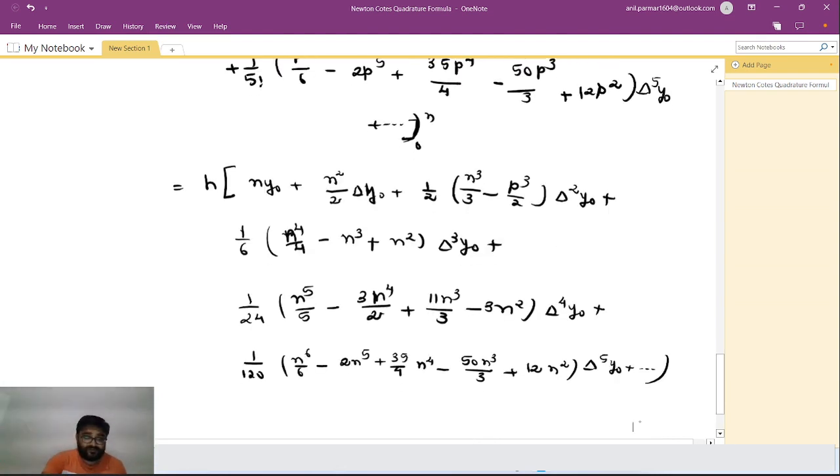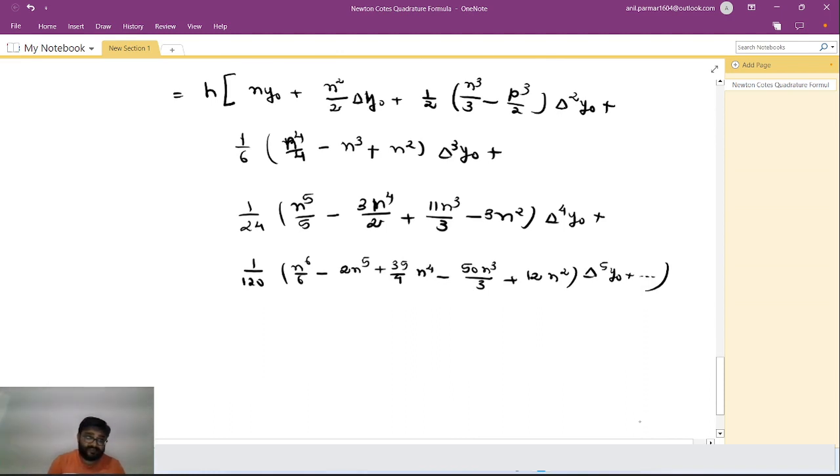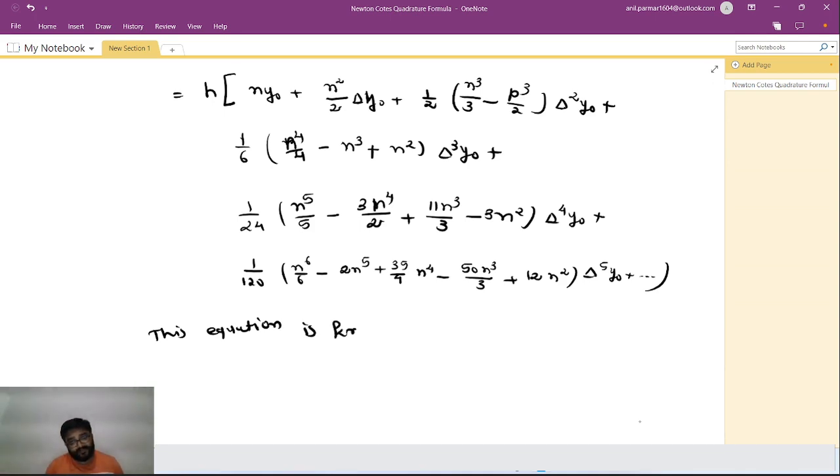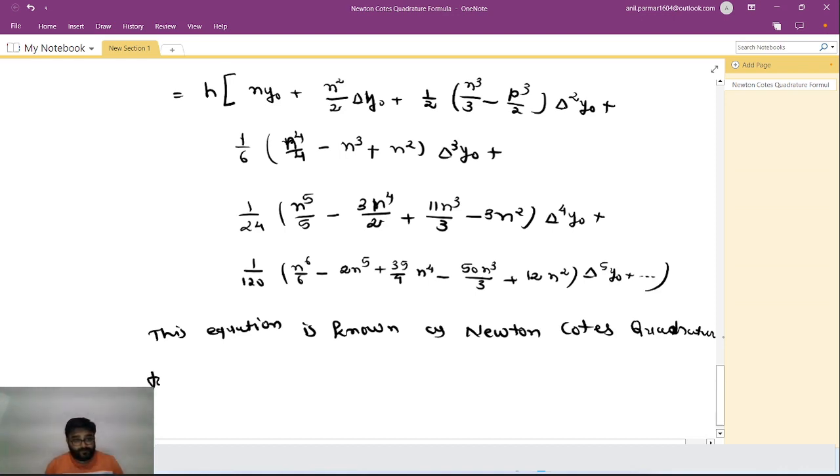So this equation is a very important equation, and this equation is known as Newton Cotes quadrature formula, and this equation is very important to derive the equation of trapezoidal rule and Simpson 1/3 rule as well as Simpson 3/8 rule and its application. So this is our very important thing in this lecture.